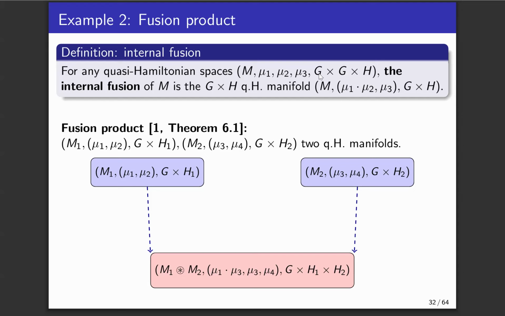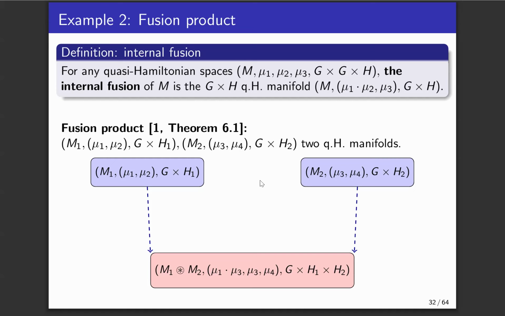So when we apply a fusion to these two copies of G, we get mu1 times mu2 as a moment map with values in G, and then we don't change the moment map mu3, which has values in the Lie group H itself. And then, how to define the fusion product using this internal operation.